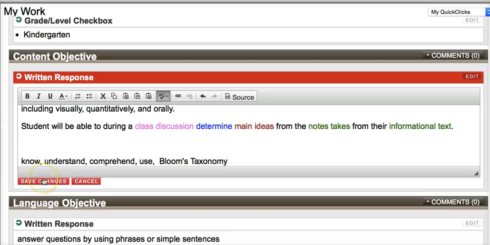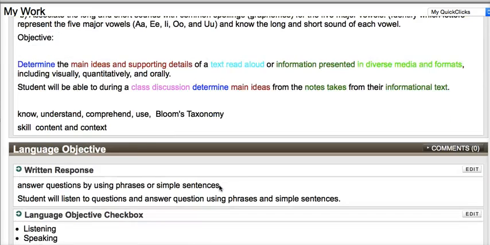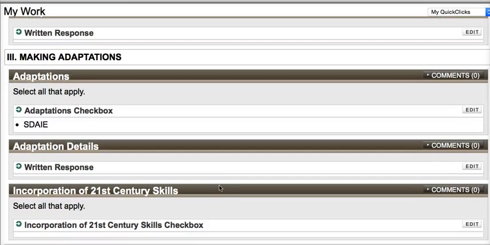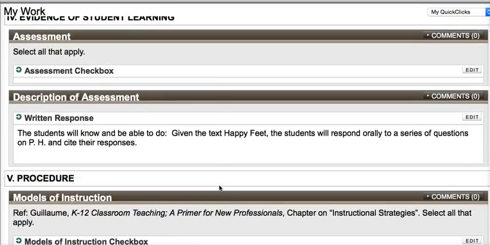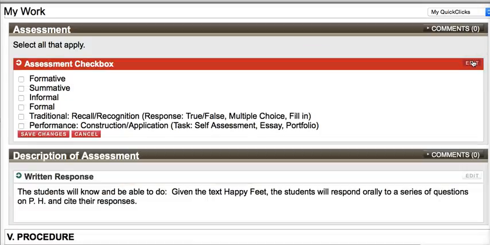So we're going to save this. And we're now going to go down here. I'm going to come back to language in a minute because we do have to write an ELD objective. We're going to come down here to the description of the assessment and the assessment type. So you have to decide what kind of assessment you are going to be using.